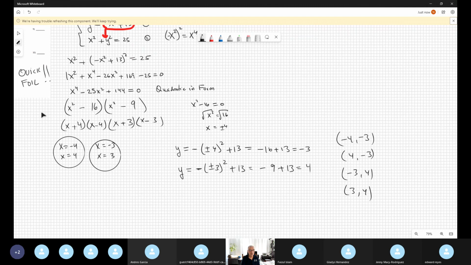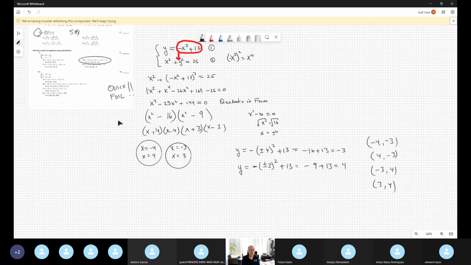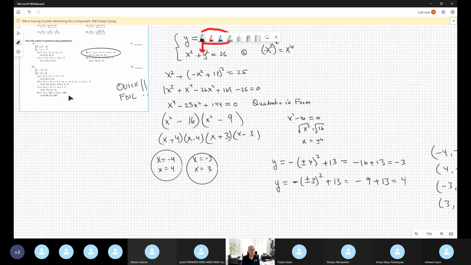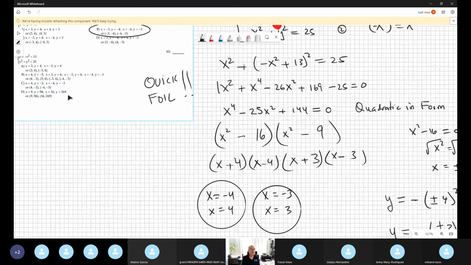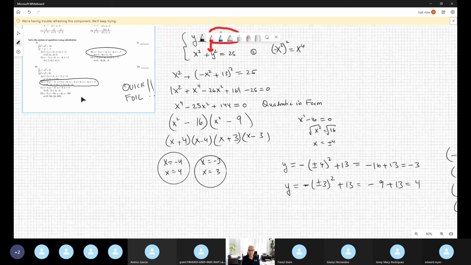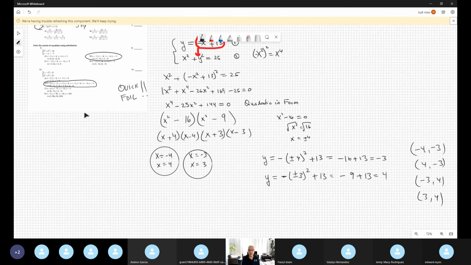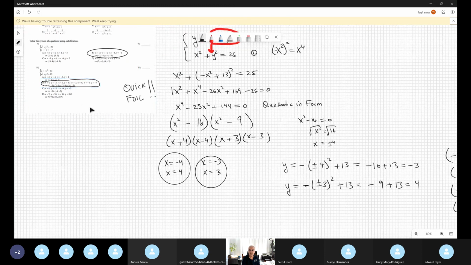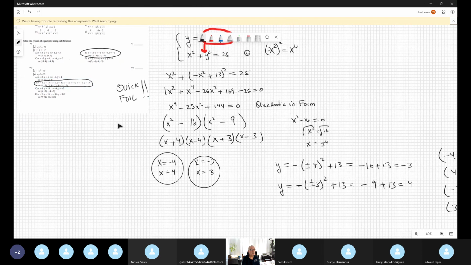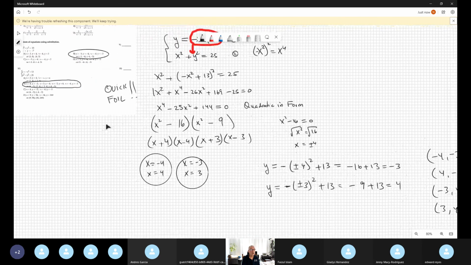Okay, let me try to find the solution in this paper. The option, let me see. I suppose it's B. In B we have 4 solutions. 4, negative 3. Let me check. Yeah. 4, negative 3, negative 4, 3, negative. Let me see, positive 3, 4. And negative 3, 4. Cool. Epic.